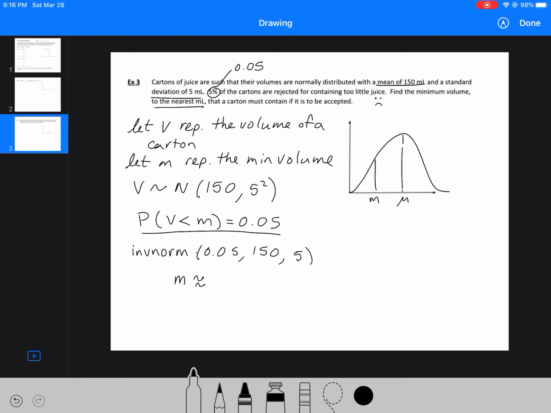And this is going to tell us that the minimum volume that a carton must be to be accepted would be 142 milliliters. Otherwise, it's in that 5% of cartons that are rejected for containing too little juice. So the inverse normal, really cool application of the normal function, working backwards to find the point on the normal distribution curve as opposed to the area underneath the curve.